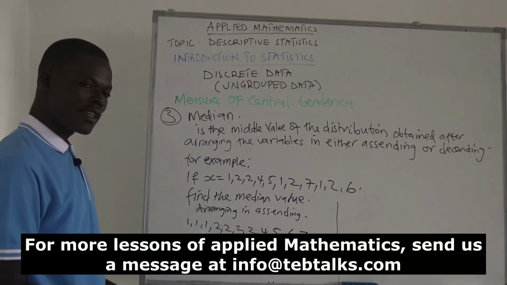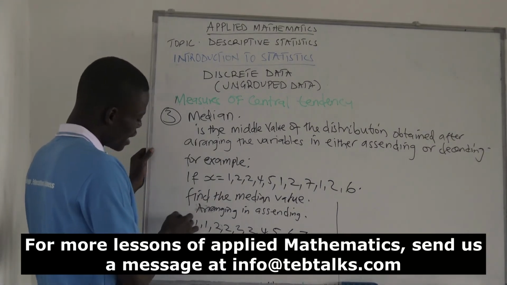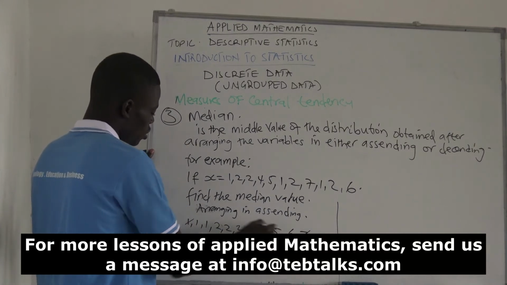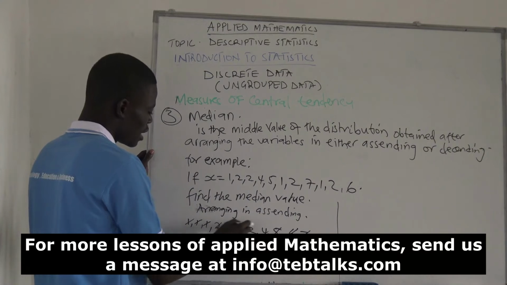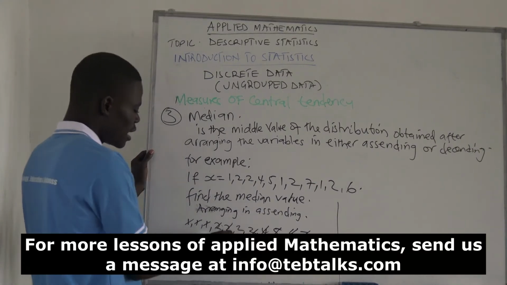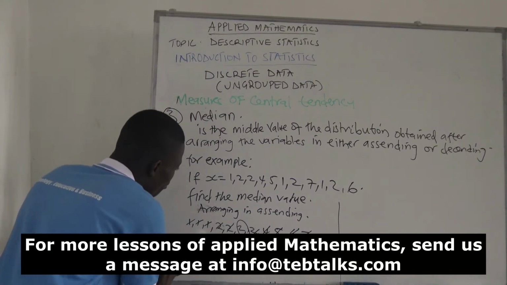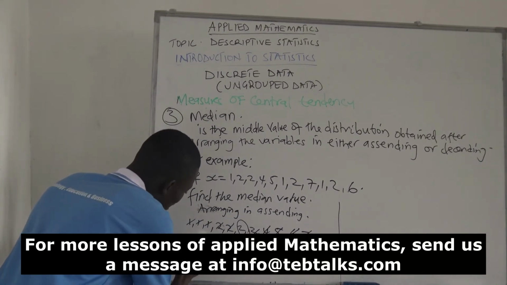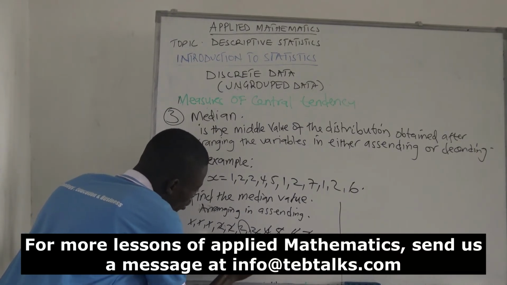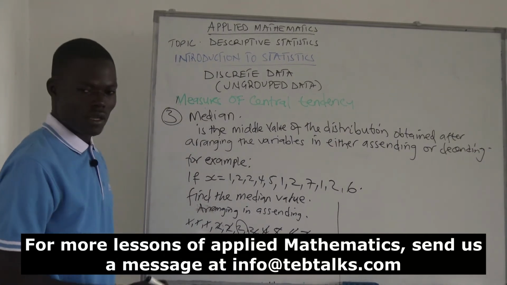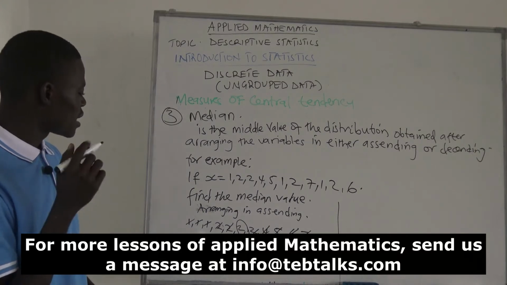So we say the value which is in the middle is what we are calling median. If you cross this one and this one and this one, the middle one is our median. Now using the ascending arrangement, our median is 2.